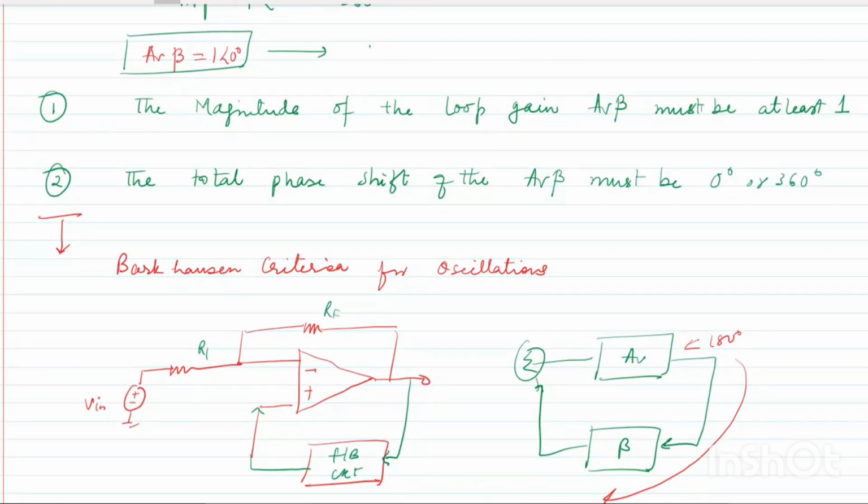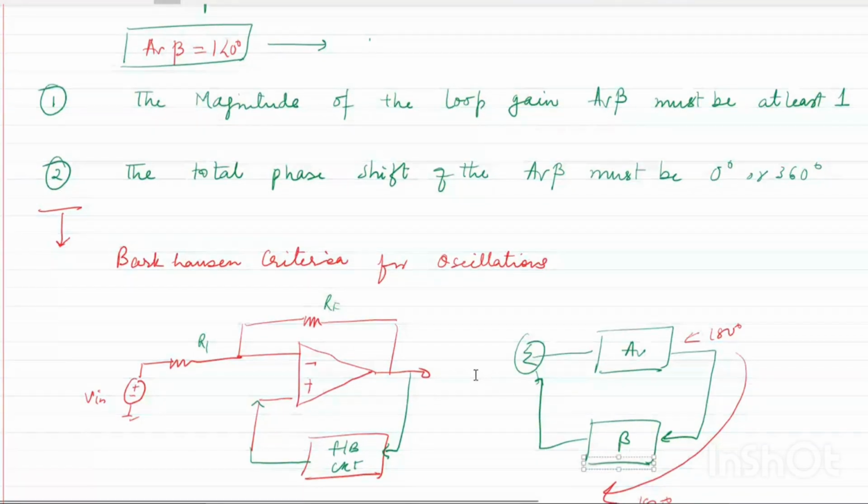Now these two conditions are called the Barkhausen criteria for oscillation. What are the two conditions? The first is that AV beta should be 1 and the phase should be 0 degree or 360 degree. Why 360 degree? Because when you go around and come back to 360, it is equivalent to 0 degree. So we write it as 0 or 360 degree, or 720, because it repeats anyway. This is called the Barkhausen criterion for oscillations.